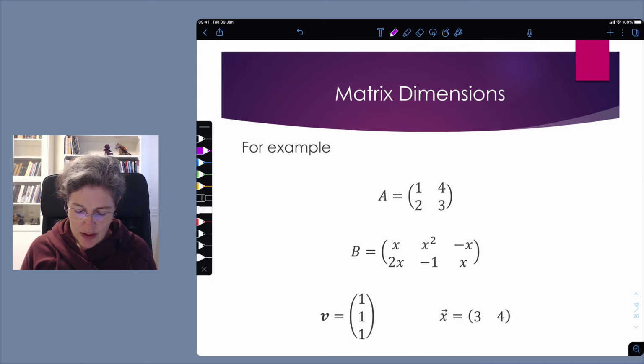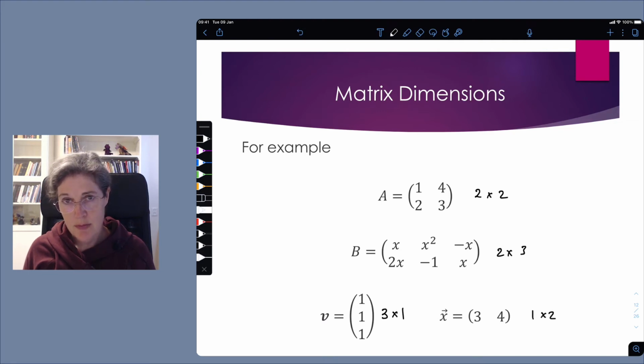All right, so just to check, the dimensions of this matrix A over here are going to be 2 by 2. Matrix B is going to be 2 rows by 3. Our column vector V has 3 rows and 1 column, whereas our vector X has 1 row and 2 columns. All right, so the key thing about being a vector is that one of your size dimensions is 1.